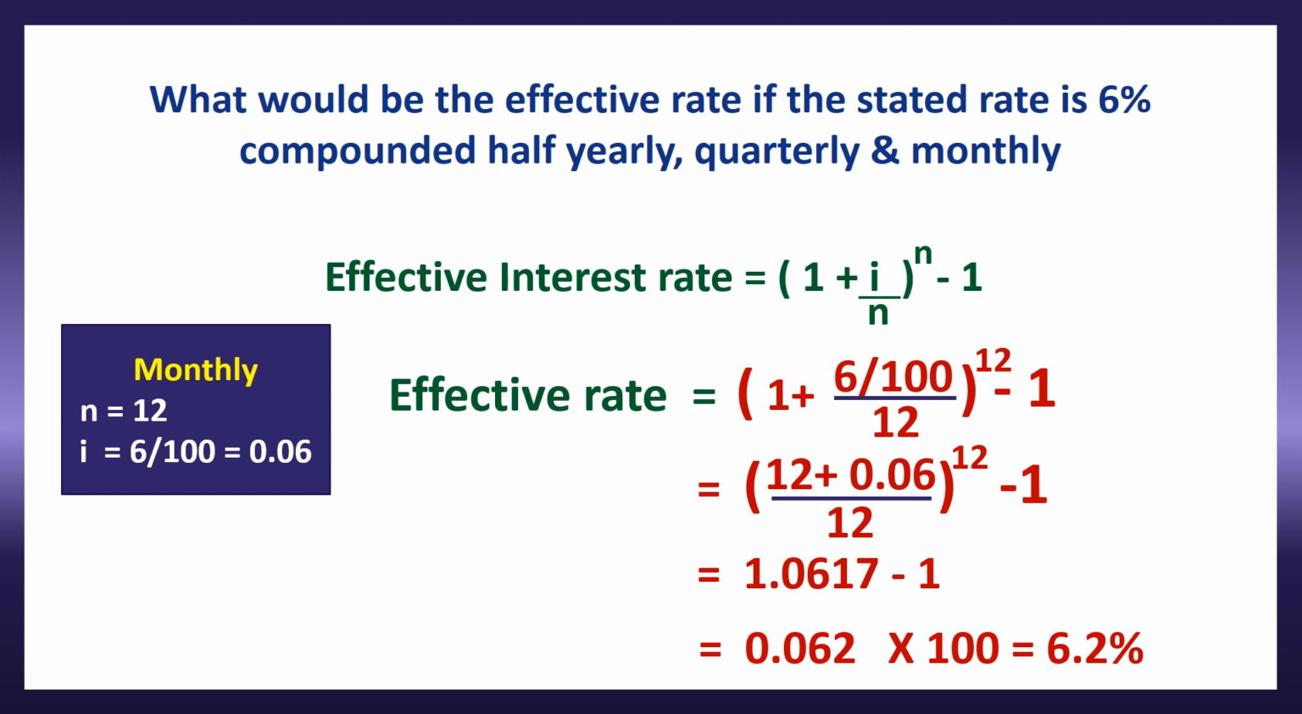In the first case, when it is compounded half yearly, 6 percentage is becoming 6.09 percentage. And when we are compounding quarterly, it becomes 6.1 percentage. But when we are compounding monthly, it becomes 6.2 percentage.